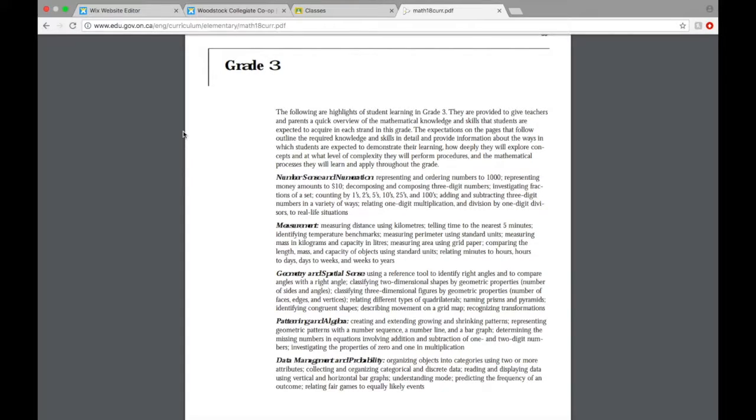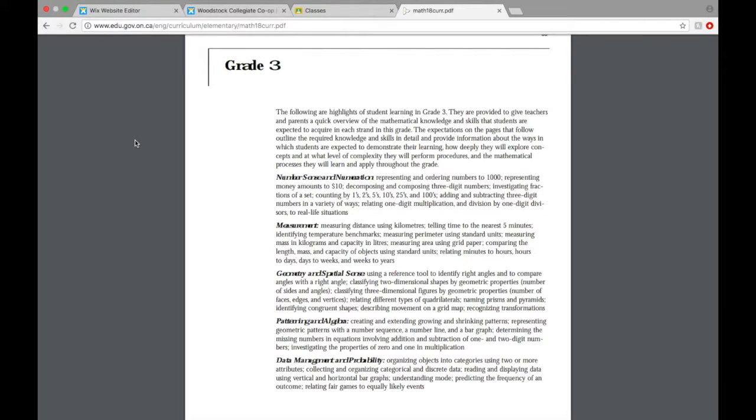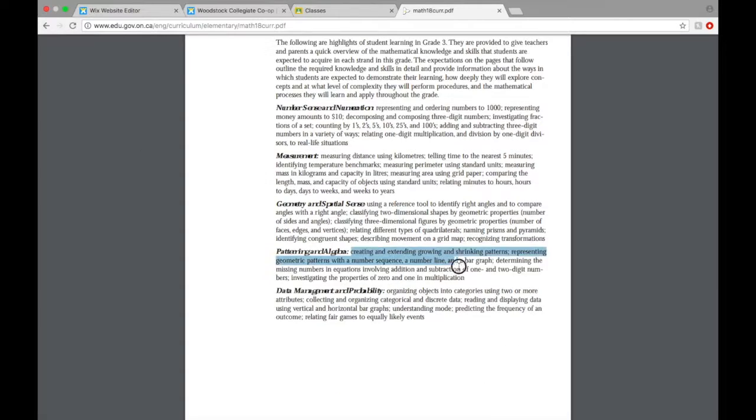So right now I am looking at the grade 3 math curriculum just because I need to get a look at what my students need to be able to do. I'm going to be helping put together a math lesson. Our unit that we are going to be starting next is going to be patterning. So I am going to make a lesson for patterning. Look at what patterning in algebra is.